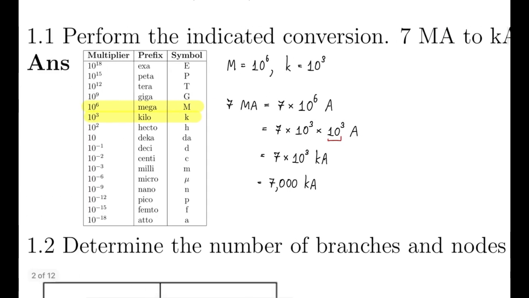For the second one, we see from the SI prefixes table that the Greek letter mu is equal to micro, which is 10 to the power of minus 6, and lowercase m is equal to milli, which is 10 to the power of minus 3.